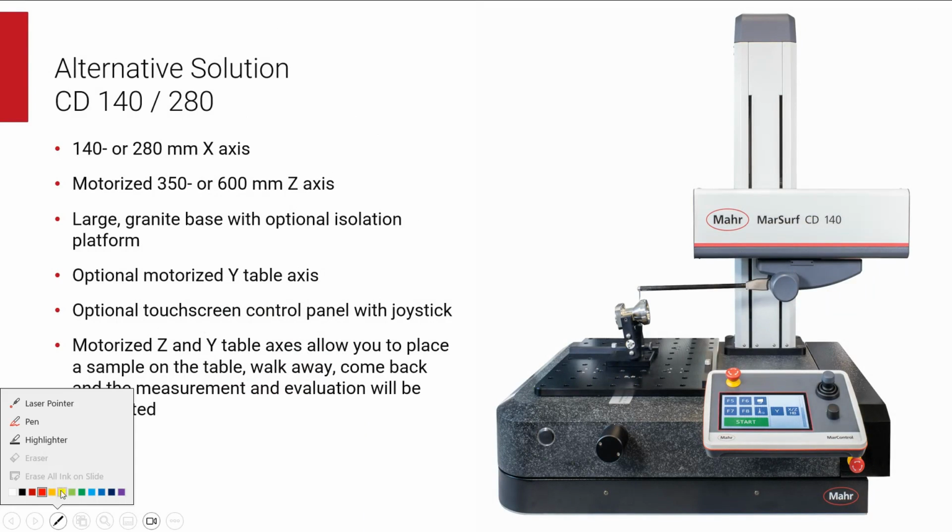But if you have perhaps a need for something a little bit more than that, the CD140 or 280 could be an alternative. So you can have a 140 or 280 millimeter measuring x-axis, a motorized 350 or 600 millimeter z-axis column, and a large granite base with an optional isolation platform that will help you reduce the amount of data that you get from background vibration in your measurements.